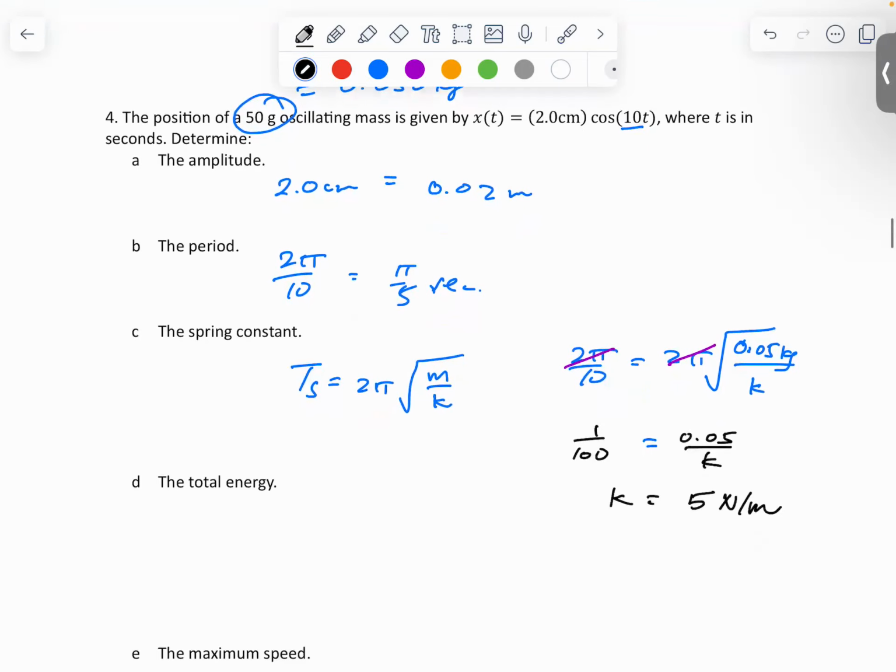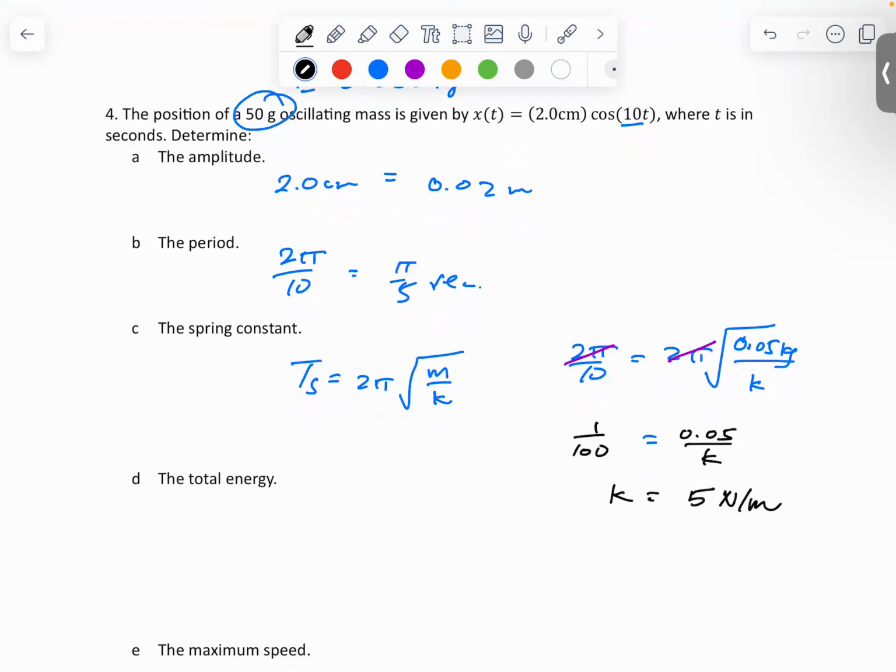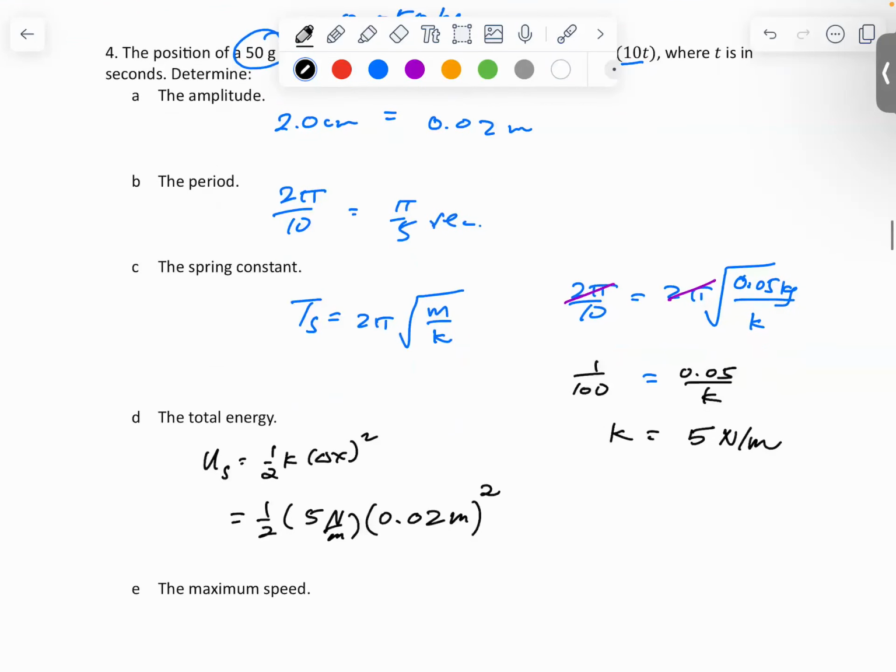Okay, all right. So with the spring constant, we can now calculate the total energy because we can calculate the elastic potential energy. So 1/2 times 5 newtons per meter, and the compression is simply 0.02 meters, squared. So 0.5 times 5 times 0.02 squared. And that would be a really tiny amount of energy, which is 0.001 joules.